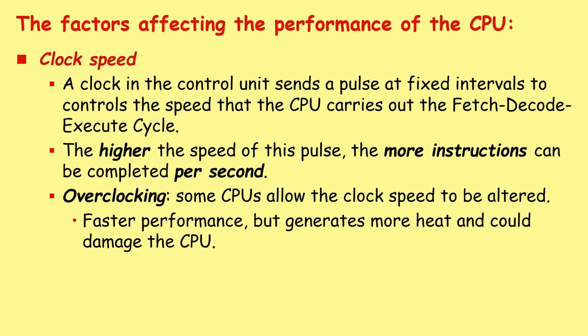A clock in the control unit sends a pulse at fixed intervals to control the speed that the CPU carries out the fetch, decode, execute cycle. The higher the speed of this pulse, the more instructions can be completed per second. Overclocking. Some CPUs allow the clock speed to be altered. This can result in faster performance because the CPU can carry out more instructions in the same amount of time, but generates more heat and could damage the CPU.